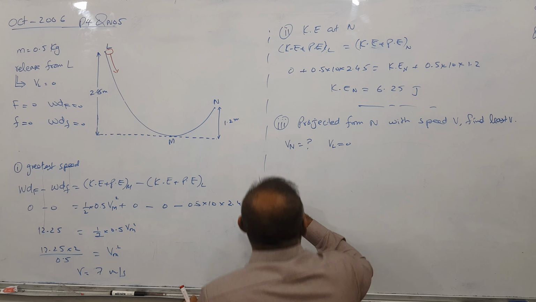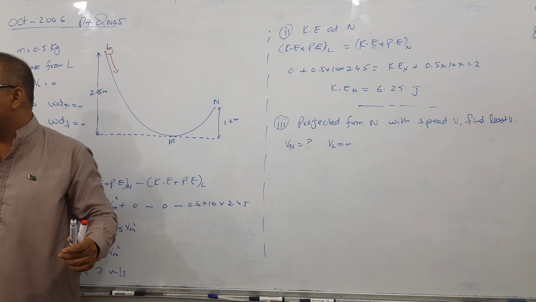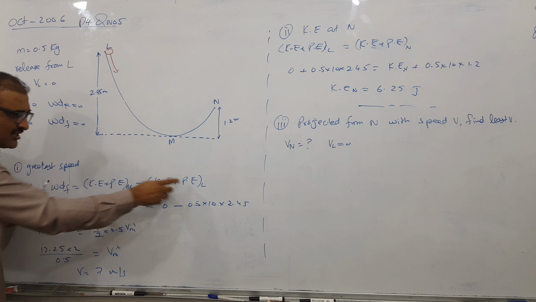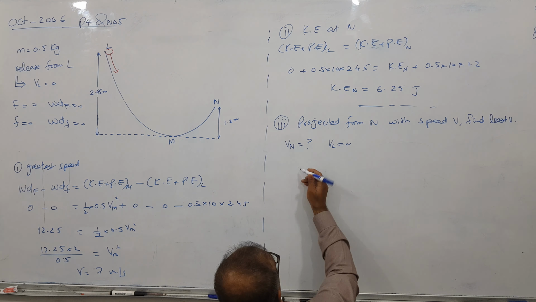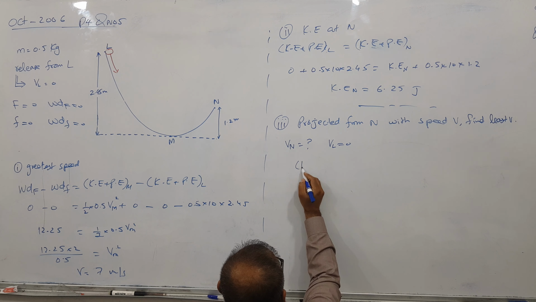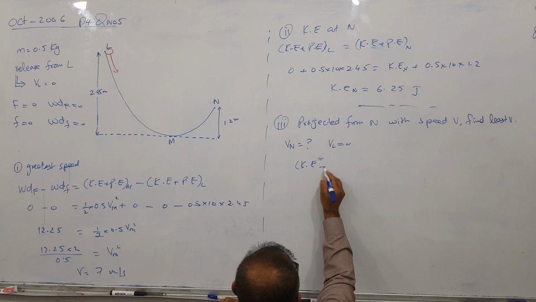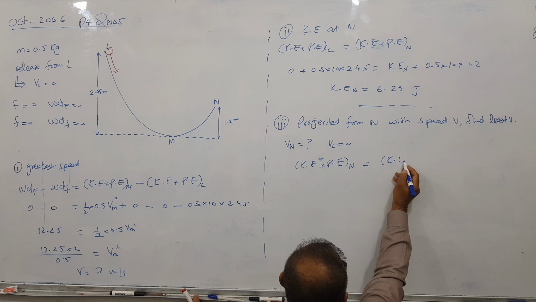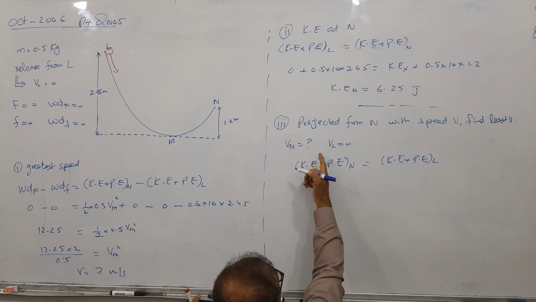Apply the magic formula. Again, because you will throw the particle and release it, the force is gone, so I think the magic formula will work the same. But this is 0, this is 0. Can I move this term to this side? Yes, I can. But this time N and L. So apply almost the same formula: kinetic energy plus potential energy at N is equal to kinetic energy plus potential energy at L. This is my target.